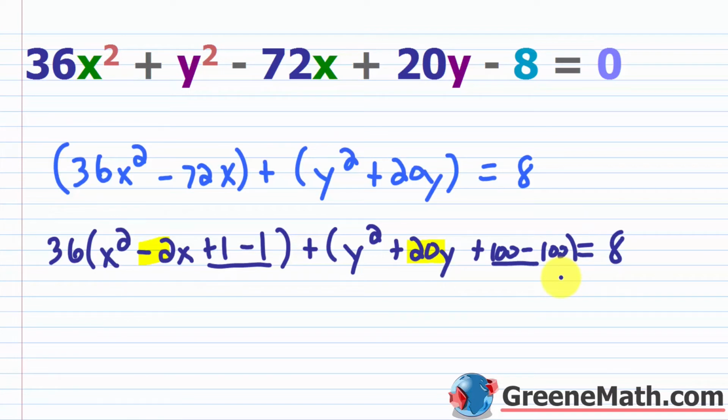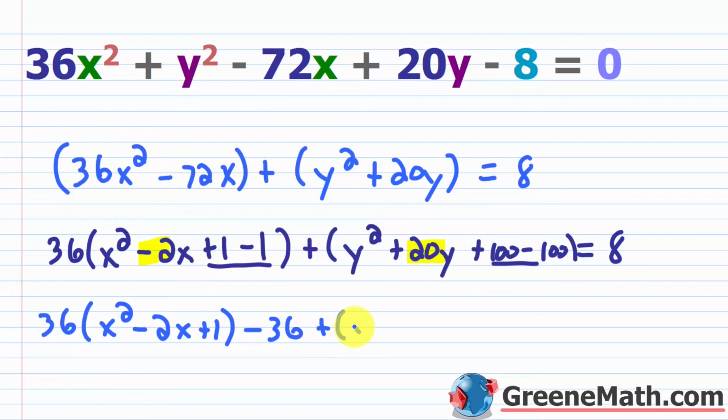Okay. So what do I do about this? Well, it's inside the parentheses. So to close this down, I've got to distribute the 36. So what this would look like is 36 times, I'm going to say x squared minus 2x plus 1. I'm going to distribute this to the negative 1, so minus 36. Then moving on, we'll put plus. There's nothing out here, so I can just say y squared plus 20y, and then plus 100. Again, I can just close this down because nothing's out here. Then minus 100 equals 8. So negative 36 minus 100 is negative 136.